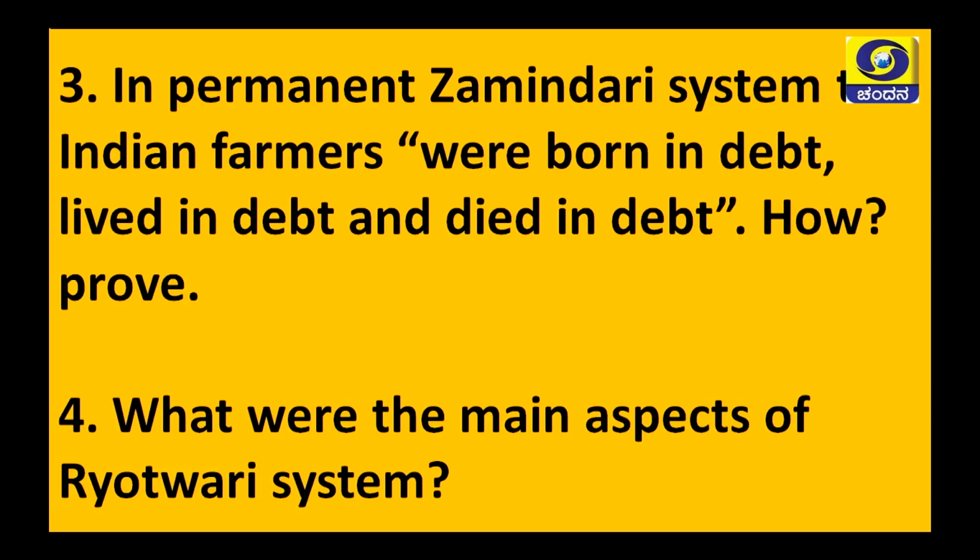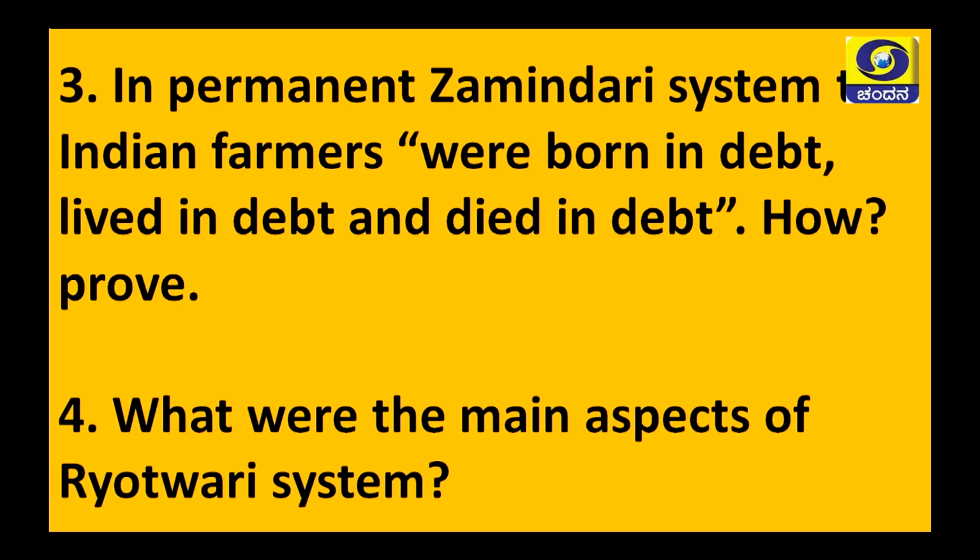After that, we have the third question here, on the Permanent Zamindari system. The Indian farmers were born in debt, lived in debt, and died in debt. How? Prove it. According to the Permanent Zamindari system, the farmers lost their ownership of lands. Zamindars collected excess taxes from the farmers. Farmers had to work under zamindars, and the farmers were exploited. They suffered like anything. Because of that, it was said the Indian farmers were born in debt, lived in debt, and died in debt.